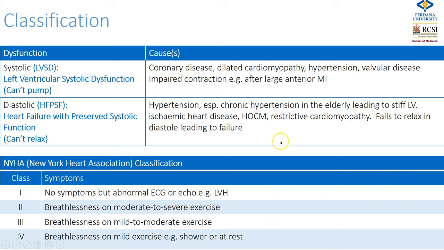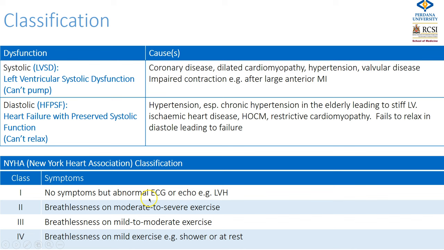How is it classified? Well, classified according to cause, according to the type of heart failure, systolic, diastolic, and so on. And the underlying causes, as you know, the primary cause is coronary artery disease, but there may be others. The primary cause of this diastolic heart failure, or heart failure with preserved systolic function, is hypertension. The classification that's used most widely is the New York Heart Association, or NYHA classification.